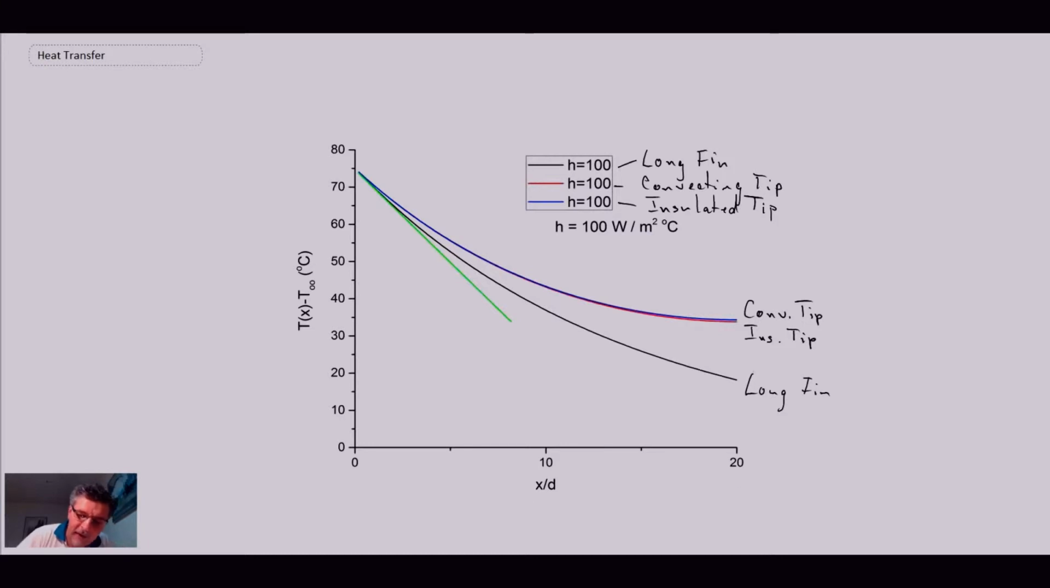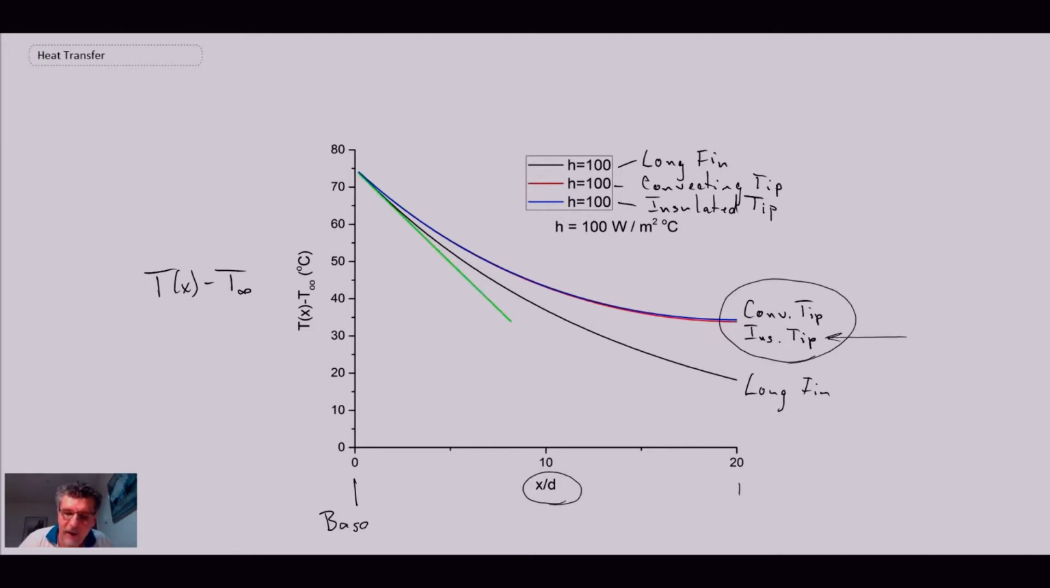And what we're looking at here, this is x over D on the horizontal. So this would be the base of the fin. And then we're plotting temperature of x minus T infinity. And so what we can see is that the solutions for the convecting and the insulated tip are really quite similar to one another, even though the insulated tip solution was quite a bit simpler analytically. It only had a hyperbolic tan, whereas the convecting tip had hyperbolic sines and cosines in it.